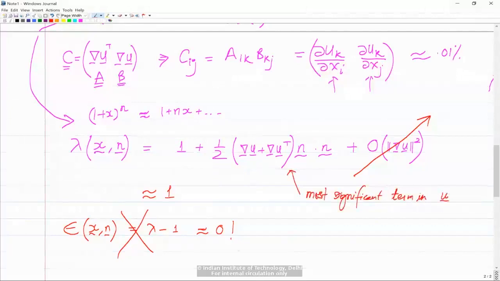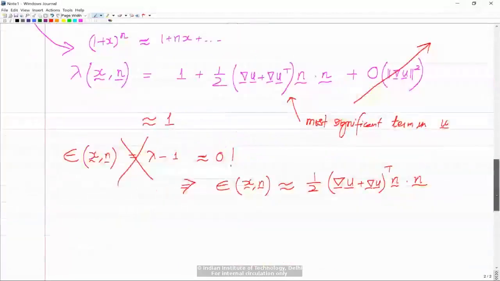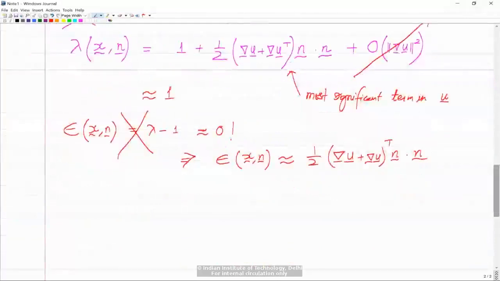So from then you notice epsilon of x comma n would then be approximately equal to half of grad u plus grad u transpose into n dot n. Okay, so this is the formula for epsilon that we use in undergraduate class.